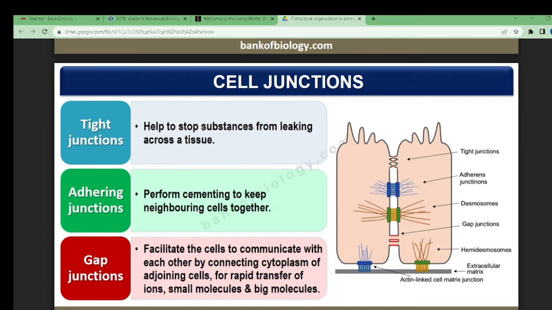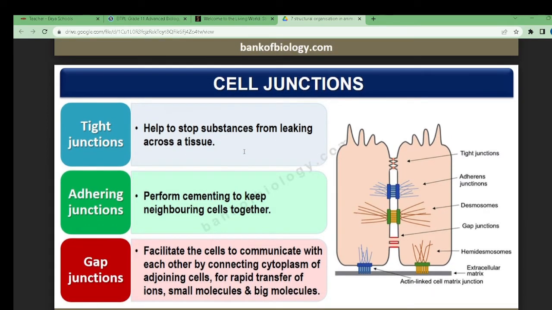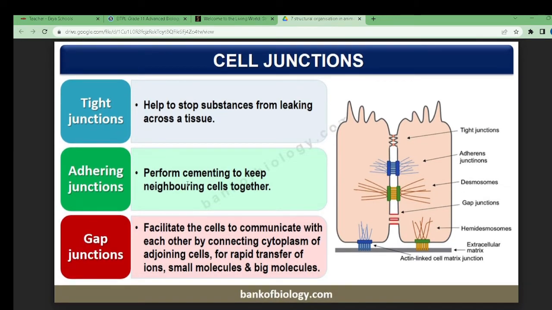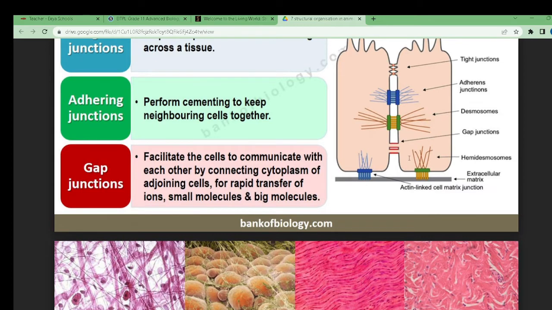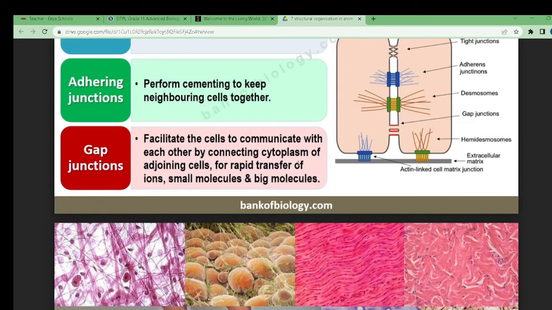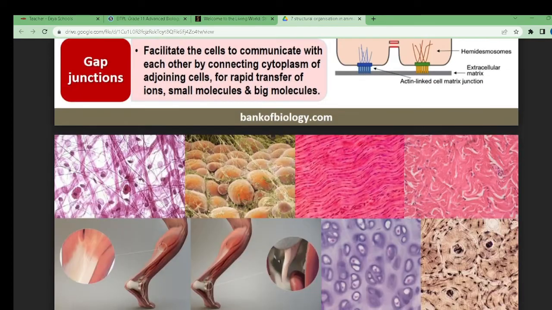Tight junctions help to stop substances from leaking across the tissue, that's why they are generally tight. Adhering junctions perform cementing to keep neighboring cells together. They act as cement to fill the gap. And the gap junction facilitates cells to communicate with each other by connecting the cytoplasm. Cytoplasm is nothing but the cell fluid present inside the cell. So the gap junction provides a channel for communication. It generally transfers ions, small molecules and big molecules.